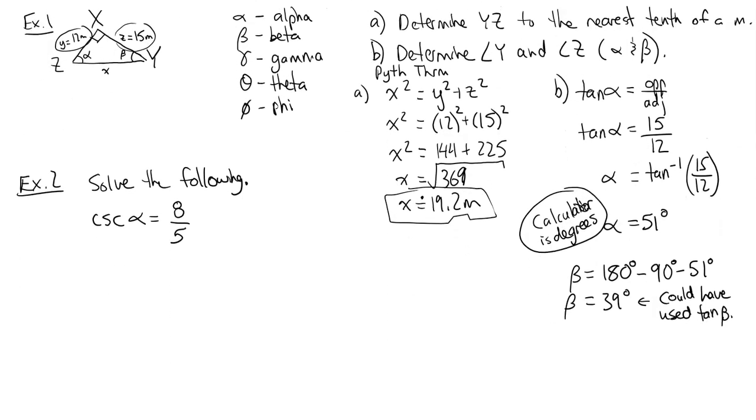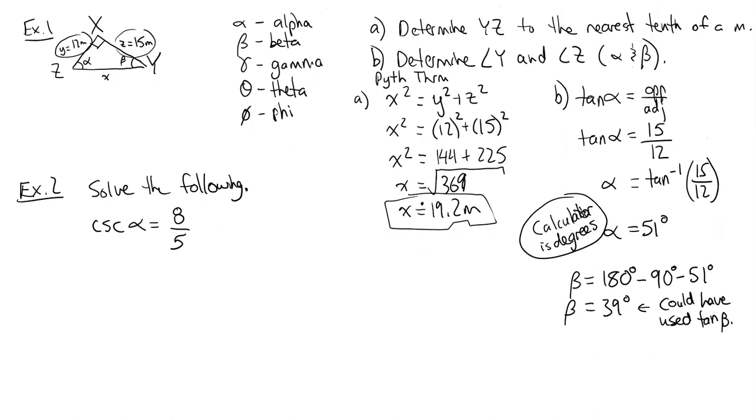So we want to solve the following. Cosecant alpha equals 8 over 5. So what we're going to do now is represent this as 1 over sine alpha. And so we don't have cosecant in our calculator, so we have to put it into this. There's no cosecant on calculator, so switch it, in this case, to sine. So we get 1 over sine alpha is 8 over 5.